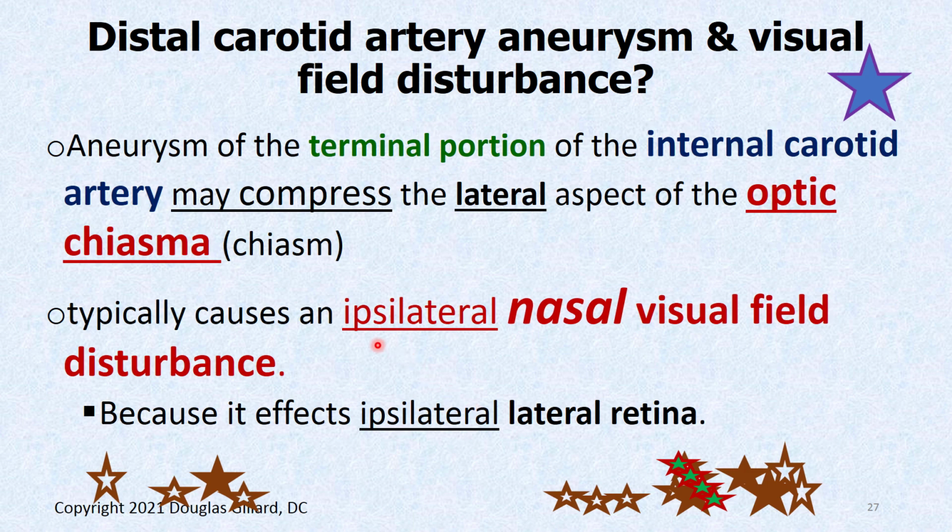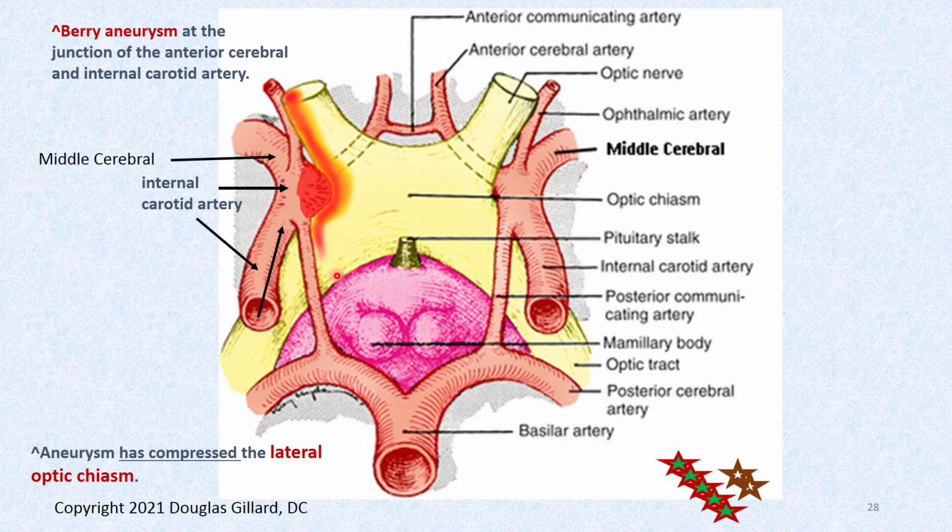And that's where I can change my word. I can put contralateral. No, it has nothing to do with the other side. But you might think, oh, there's a lot of crossing going on over there. But no, this is an ipsilateral nasal field disturbance. And why? Because it's taken out the tracts that go to the lateral retina. So here's a picture, the end of the internal carotid artery. Right here, internal carotid artery is going to split into the anterior cerebral artery right here.